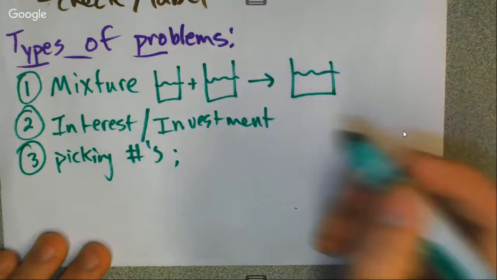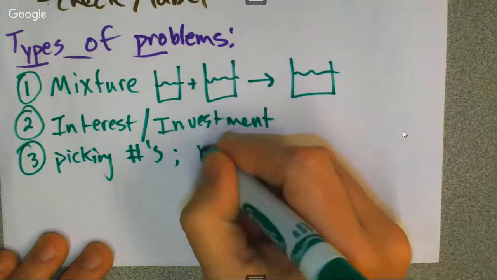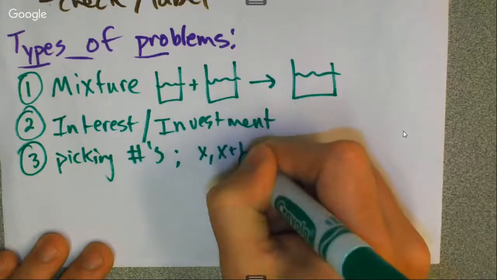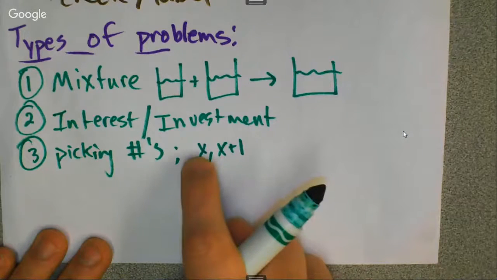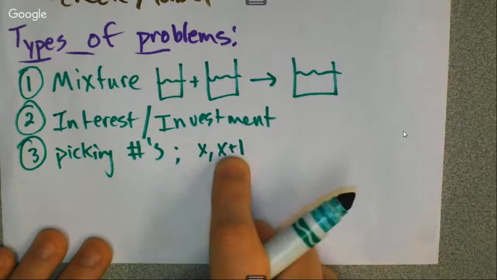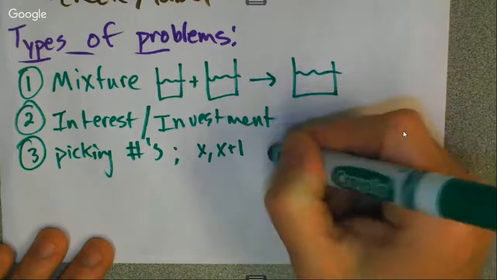So if we're picking numbers, we're going to have x plus 1 as our variables. This is if they are consecutive numbers. So if I have 5, the next number is 6, so you get to add 1 to the previous.